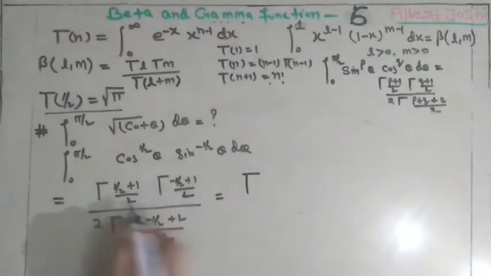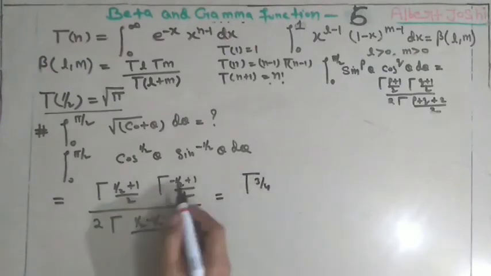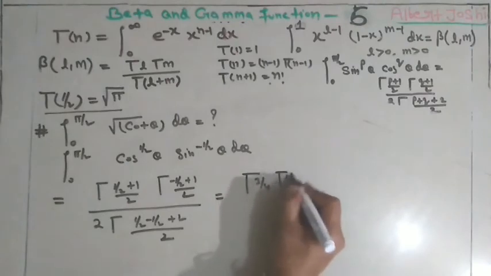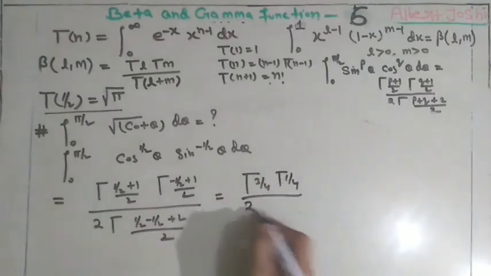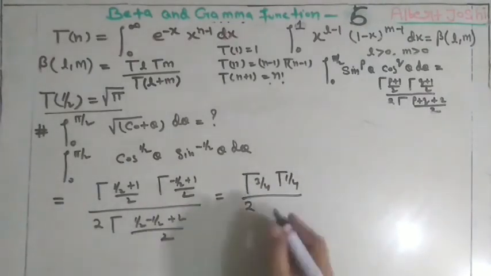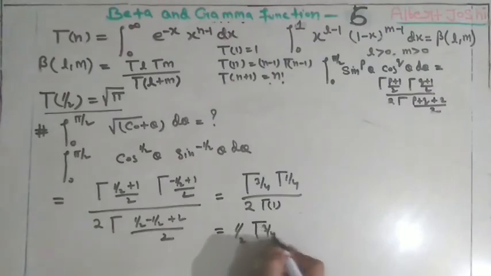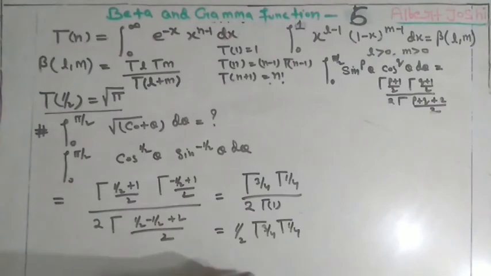3 upon 2 upon 2 is equal to 3 upon 4. Then 2 minus 1 is equal to 1, so 1 upon 2, which is 1 upon 4. And the 2 and 2 cancel, since 2 upon 2 is equal to 1, and gamma 1 is equal to 1. So you are getting 1 upon 2 times 3 upon 4 times 1 upon 4. Now just leave it. Everything cannot be solved further, but this is the final answer.